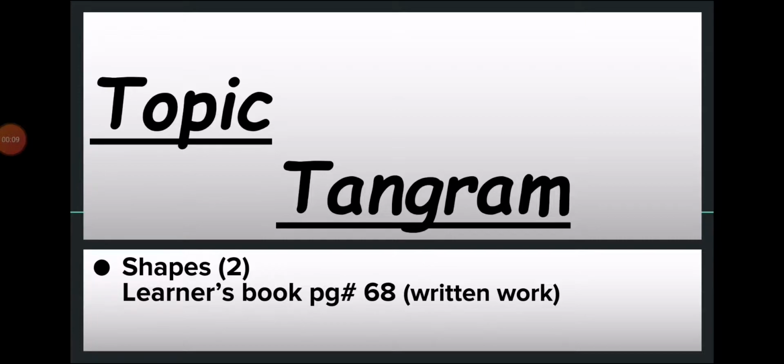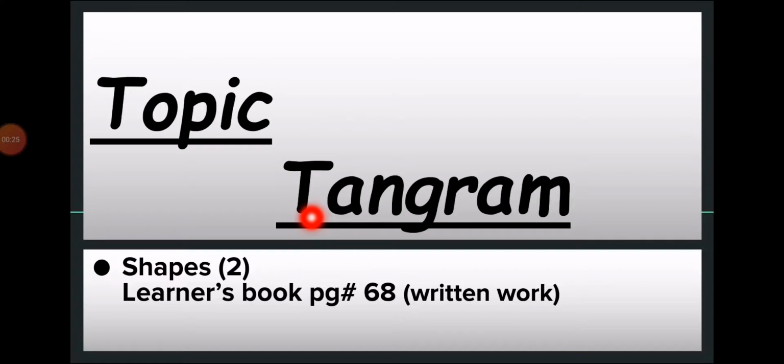Our today's topic is again Tangram, and the subtopic is shapes. It's the second part. Learner's book page number 68, written work. Do you remember what a Tangram is? We have discussed the Tangram in our previous lesson. Let me tell you again.